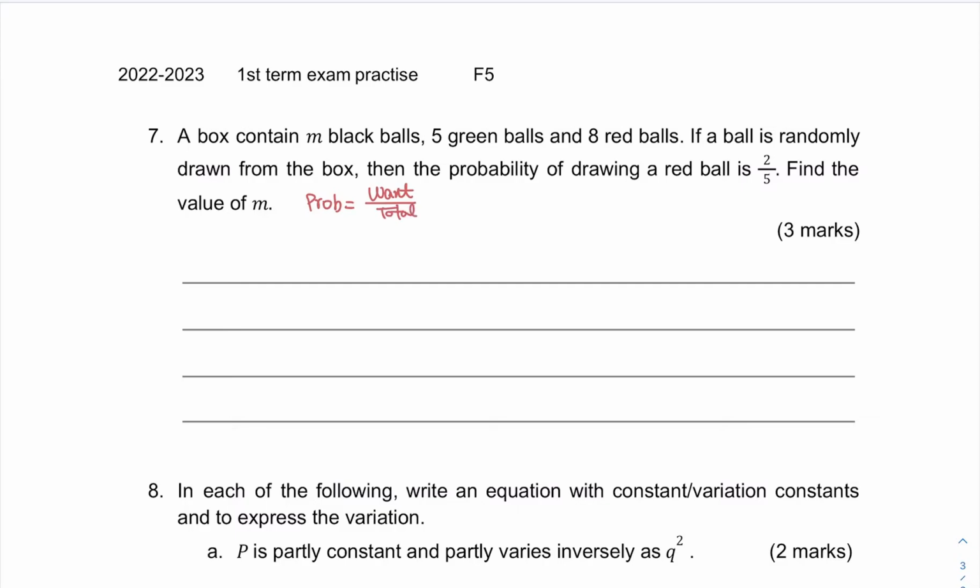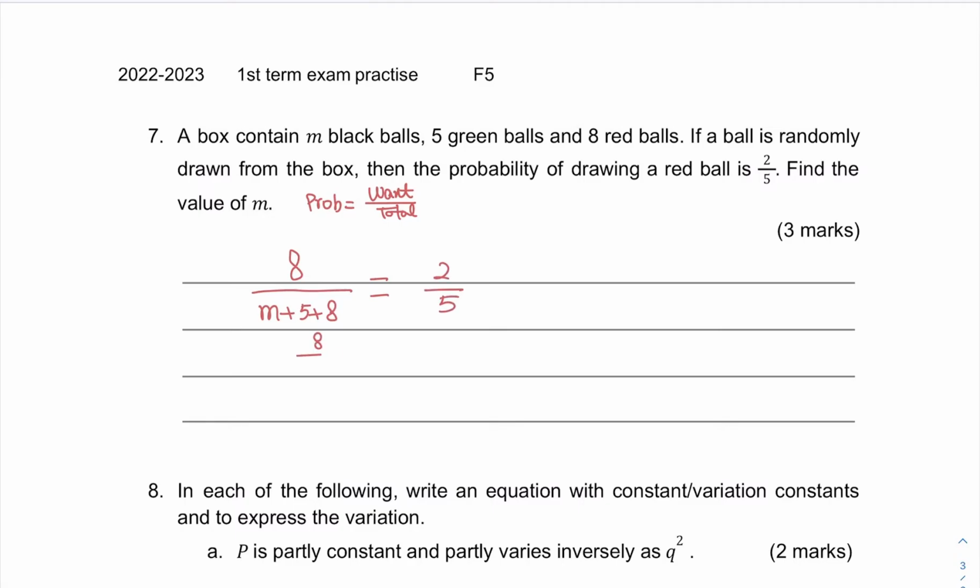Probability is like chances. How was the chances of having the red ball? Now this time you know that the probability of having the red ball is 2/5. So how many red balls were there originally? We had 8. How many balls are there in total? We don't know how many black, how many greens, and how many reds. So these are our total balls, and this makes it the probability that's given.